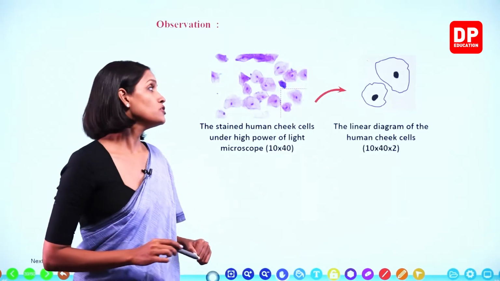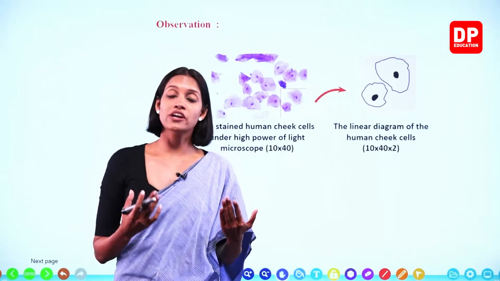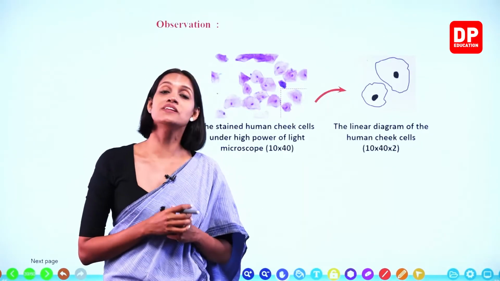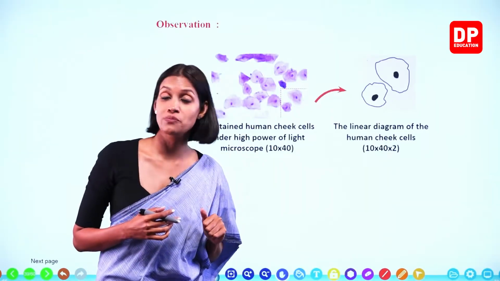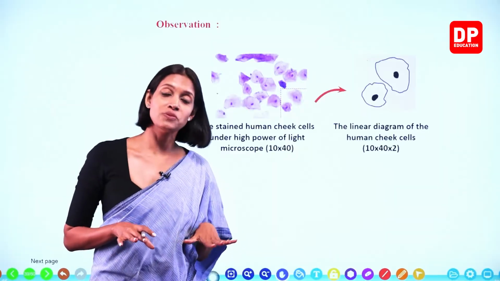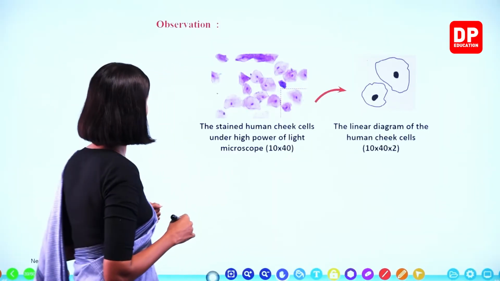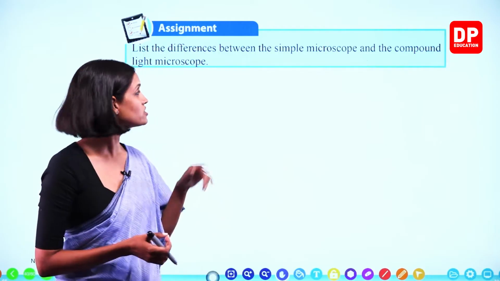Right, children? So you can observe other specimen also in the school lab, and you can try to draw the line diagram of those specimen too. Right? Okay, so I hope you understood this part well. We'll move on to the next. We have an assignment to do here. List the differences between the simple microscope and the compound light microscope. We'll try to do this now.